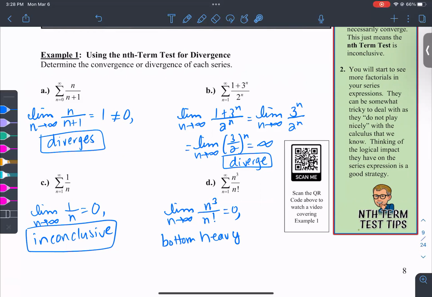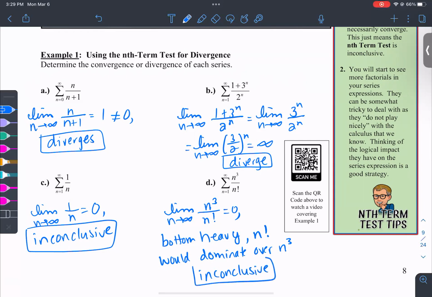So it would not take long for n factorial to eventually dominate over n to the third, because we're taking n to infinity. So we would have an infinity exponent in the bottom. So again, since our limit approaches 0, the nth term test is inconclusive.